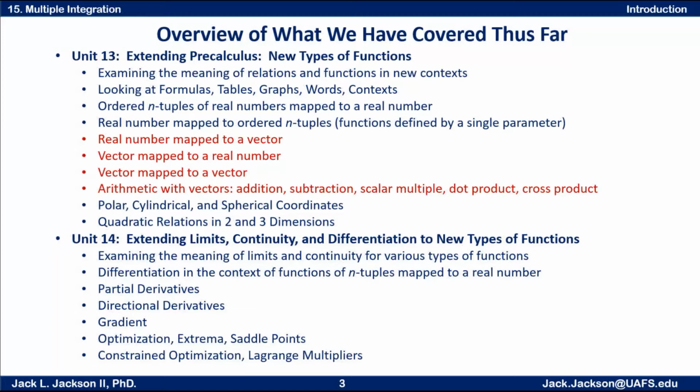But in this course, now that we've done multivariable calculus, we've looked at other kinds of functions, such as the input being ordered n-tuples of real numbers mapped to a real number. So say x, y as the input and output is z, or x, y, and z, and output is some other variable. So functions of 2 or 3 variables, for example. But the output was a real number. We also did a real number mapped to an ordered n-tuple. For example, parametric functions were like that.